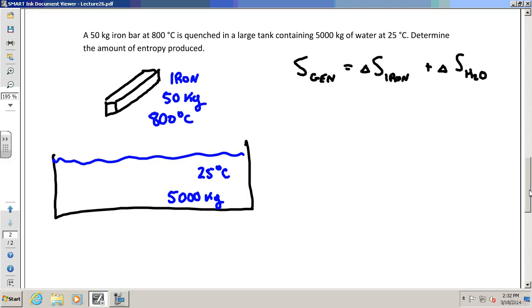The iron probably doesn't get all the way down to the temperature of the water. But if you dunk that iron long enough, it may take an hour or two, eventually they're going to get to the same temperature. Let's just assume that happens. So if they get to the same temperature, how am I going to get that temperature? That's what you need to be able to answer. Specific heats have to be a part of it. That's good. What are we going to do? I just tell you right now, give me the final temperature.